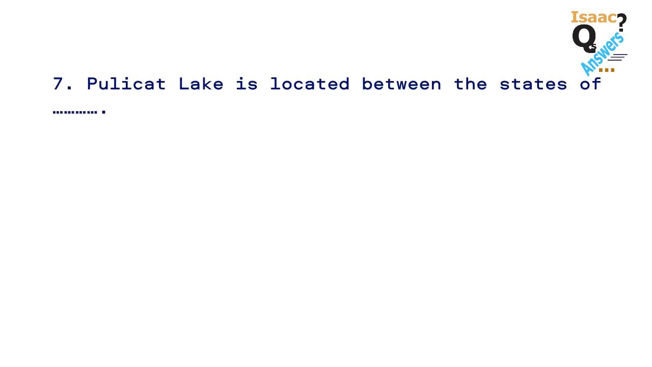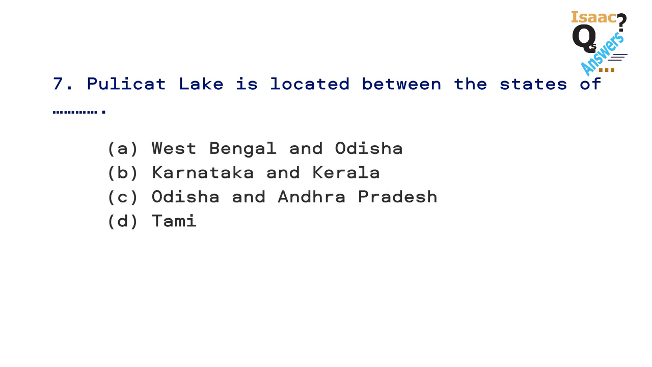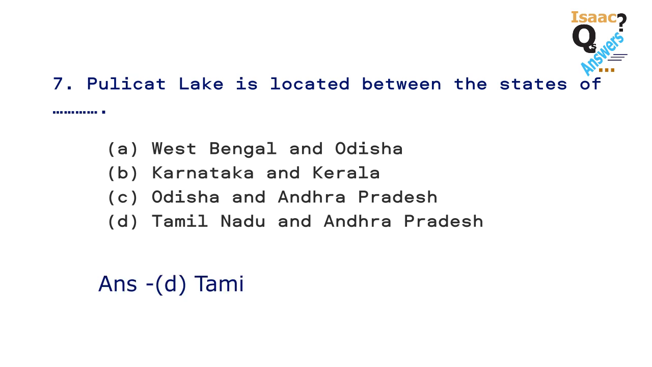Question number 7. Pulicat Lake is located between the states of dash. The options are A. West Bengal and Odisha, B. Karnataka and Kerala, C. Odisha and Andhra Pradesh, D. Tamilnadu and Andhra Pradesh. The answer is D. Tamilnadu and Andhra Pradesh.